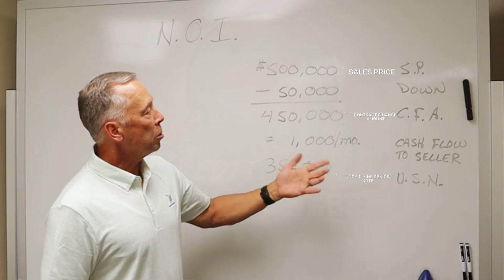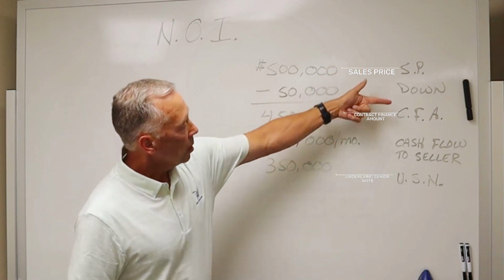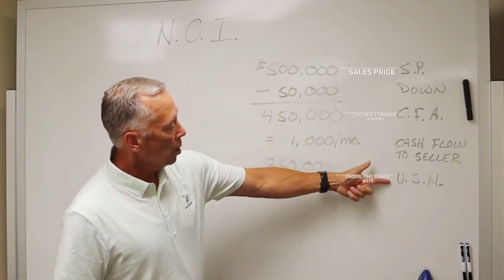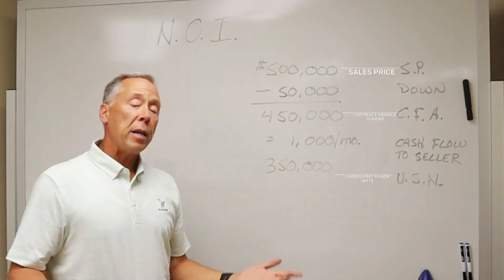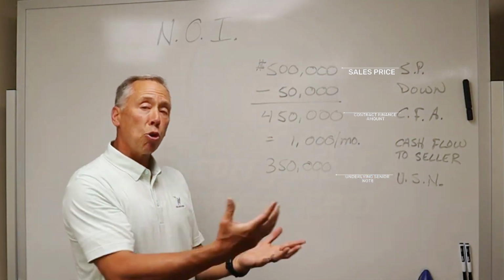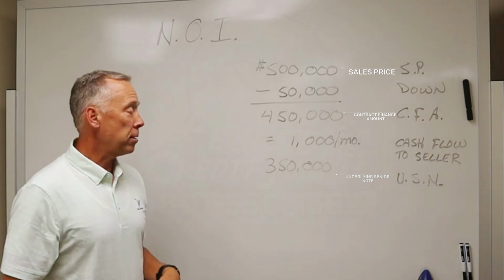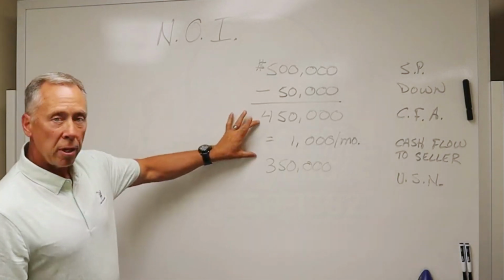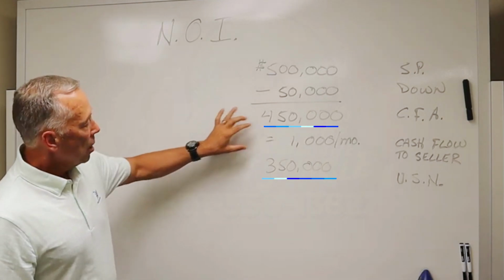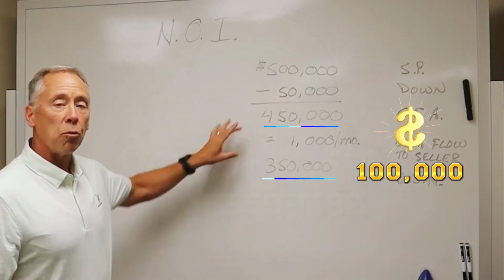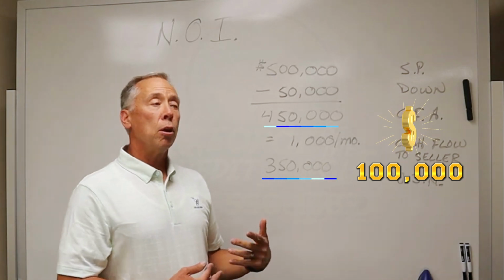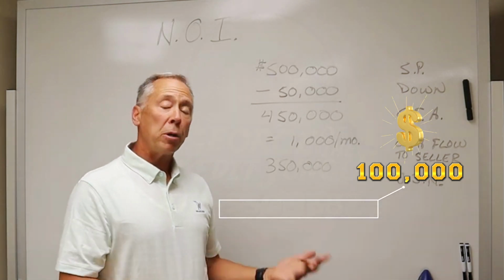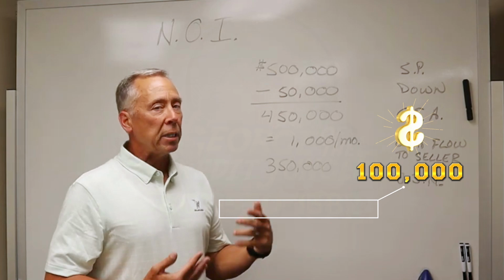So these are some acronyms on here: sales price, contract finance amount, underlying senior note. If you're reading a contract for deed, these are the terms that are in that contract, so that you can be familiar with them. So the seller still has $100,000 of what the seller is going to consider trapped equity. They have equity in their home, but they can't really access it.